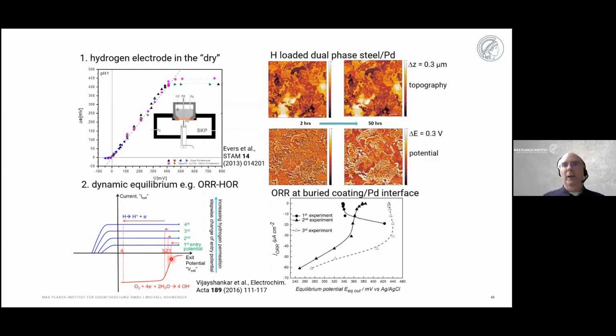Here's an example where you can see oxide reduction measured at an organic coating, palladium interface. You can see we did different polarization measurements: first experiment, second experiment, third experiment. You can see how the curve changes because you get an interfacial degradation. It has to do with the cathodic delamination of organic coatings. This was not accessible before and is now possible to measure with this technique. And we can apply this also on dry surfaces, for example, for fuel cell applications and so on.